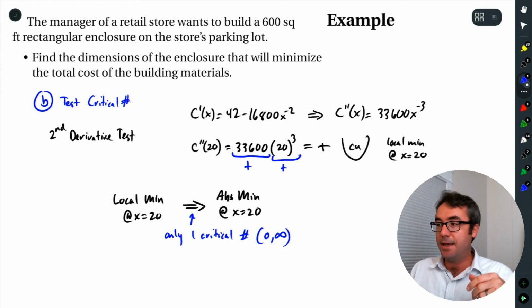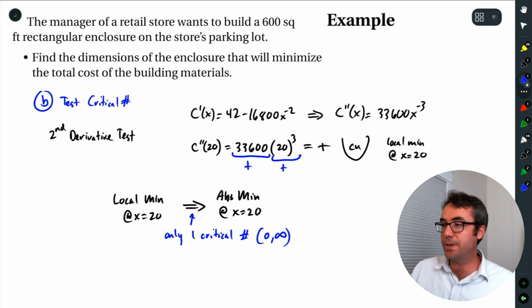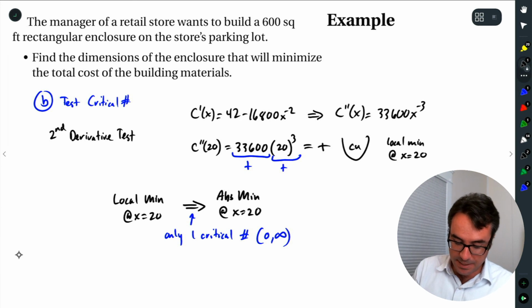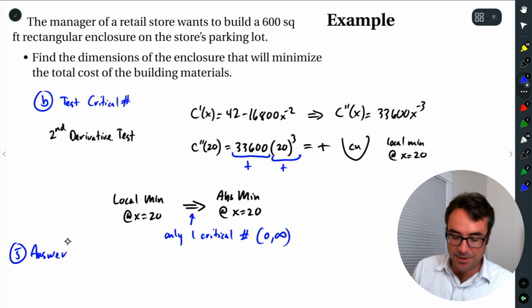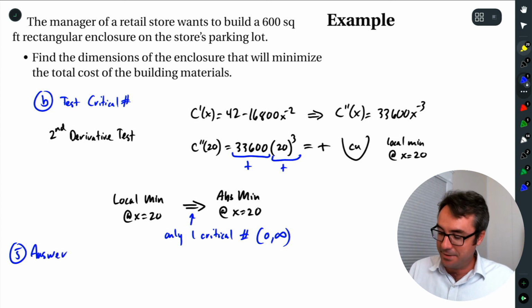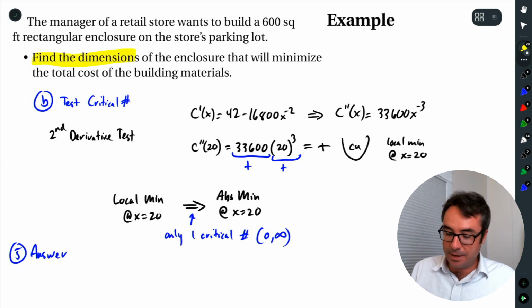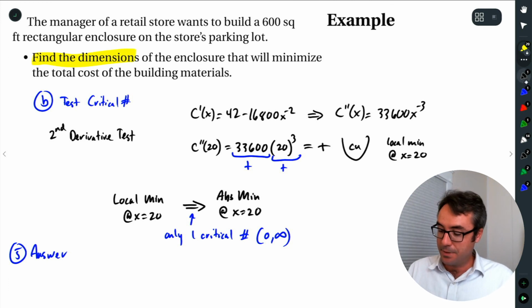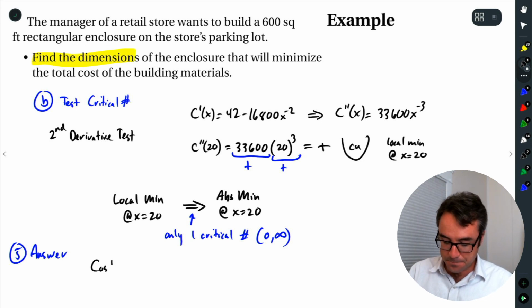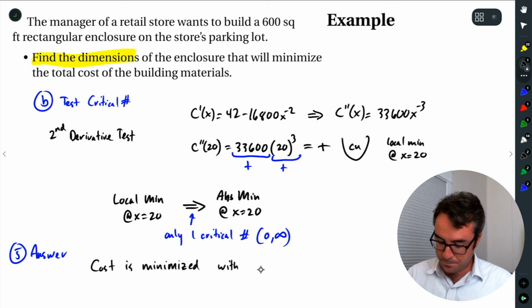We're just about done. And the last thing we want to do is make sure we answer the question. This is kind of step 5. Make sure we answer the question. It's easy to forget what we're actually interested in. And that is, we want to find the dimensions. And we want to use units where applicable. So we found one of the dimensions, x equals 20. And our units here for length are feet.